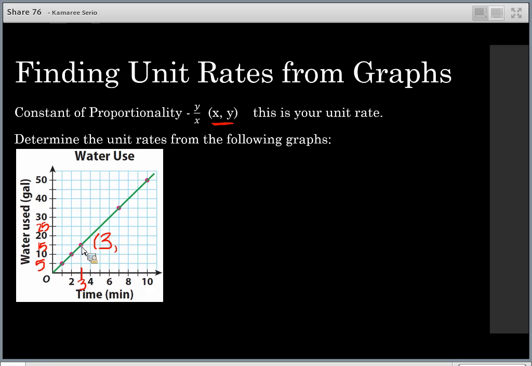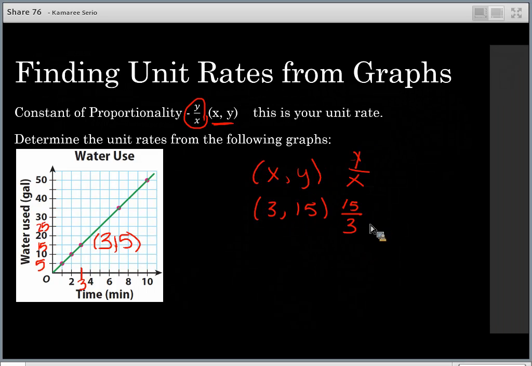So if I look at this dot and go all the way to the left, I hit 15, which means that my x, y for this graph is 3, 15. Now my unit rate needs to be y over x. So 15 is my y, 3 is my x. Now it's close, it's not a unit rate yet.